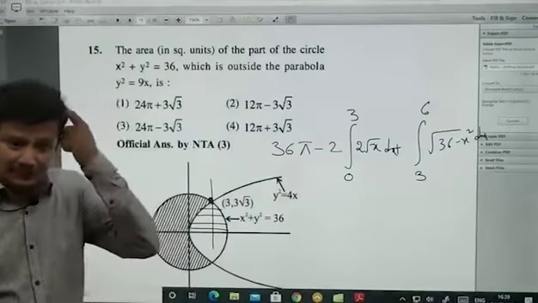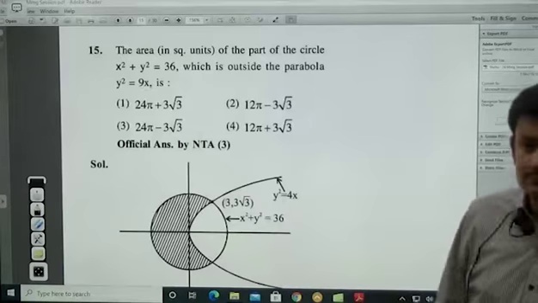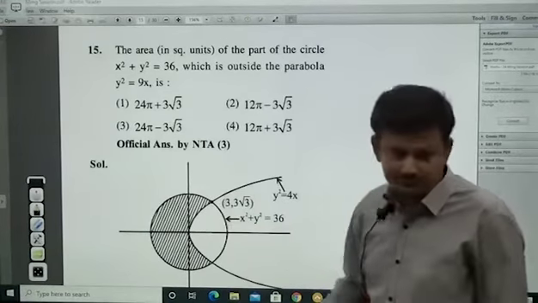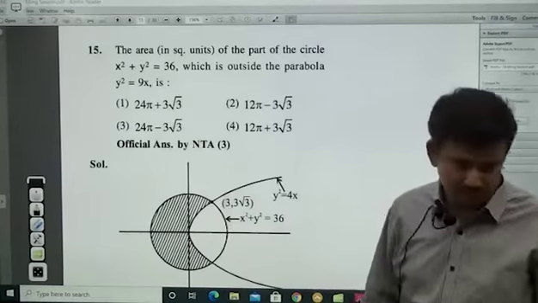If you are comfortable with geometry, I will suggest you one more method where you need not have to integrate. My target is to find this area, right? So first I will complete this.